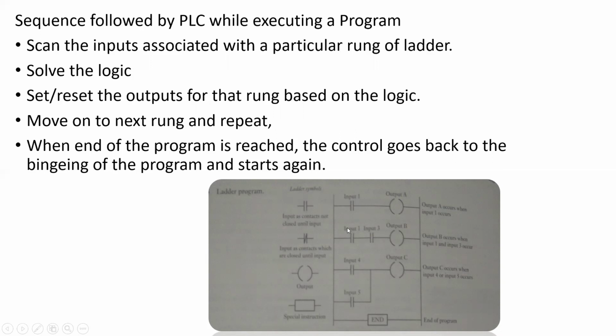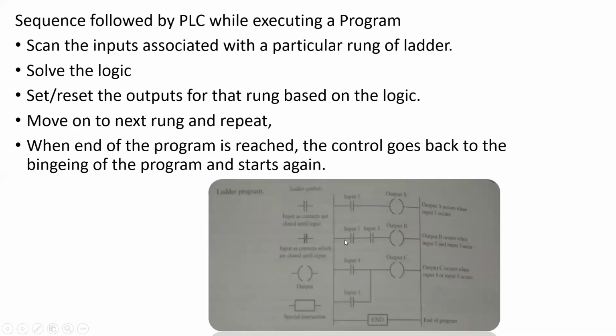And this is a simple program. What this is showing is this is input 1 and this is output A. Similarly, this is input 1 and this is input 3 and this is output B. This is input 4, this is input 5. So what this is saying is when input 1 is high, output A will go from low to high. There are many output ports, and we are making output A high if input 1 is high.